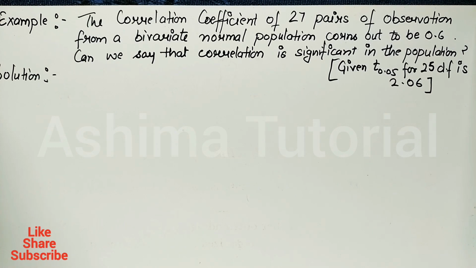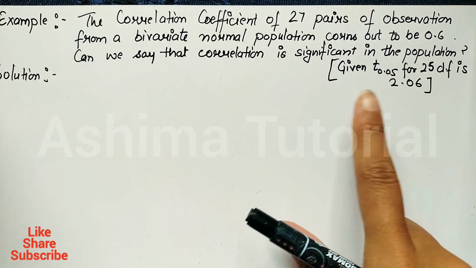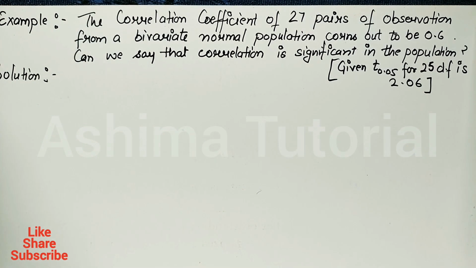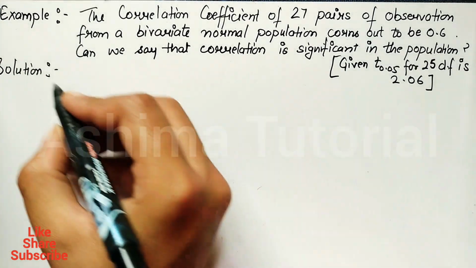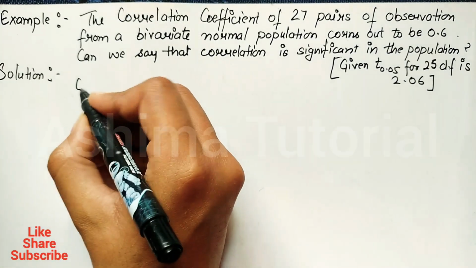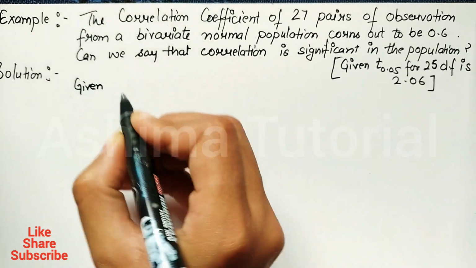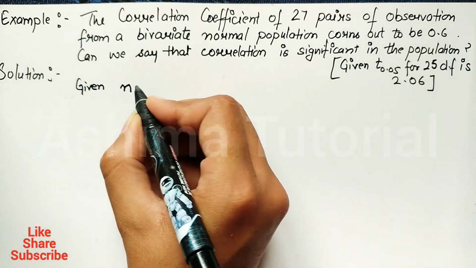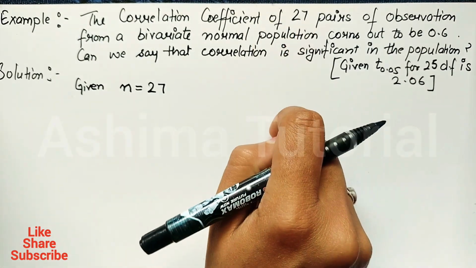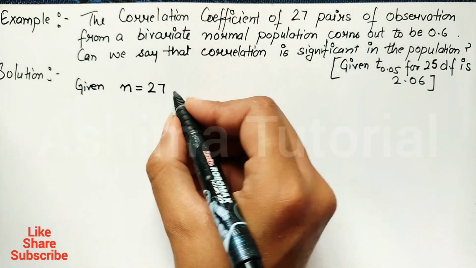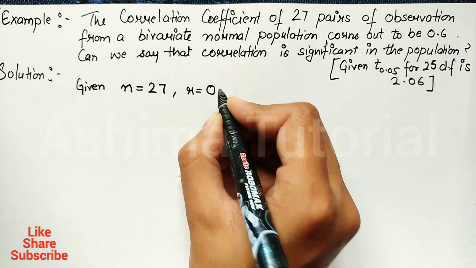Now, example first. The correlation coefficient of 27 pairs of observation from a bivariate normal population comes out to be 0.6. Can we say that correlation is significant in the population? Now, solution. Given n is equal to 27 and r is equal to 0.6.